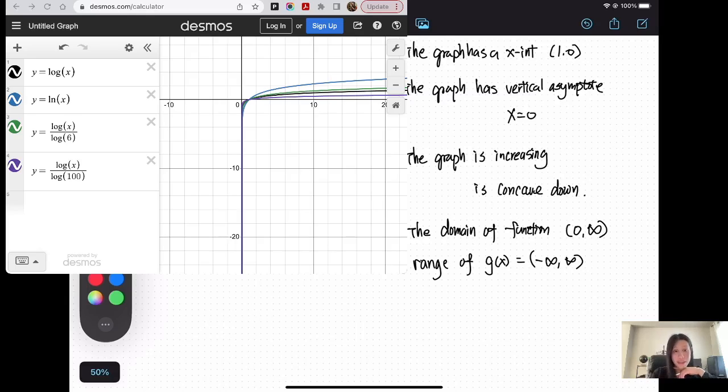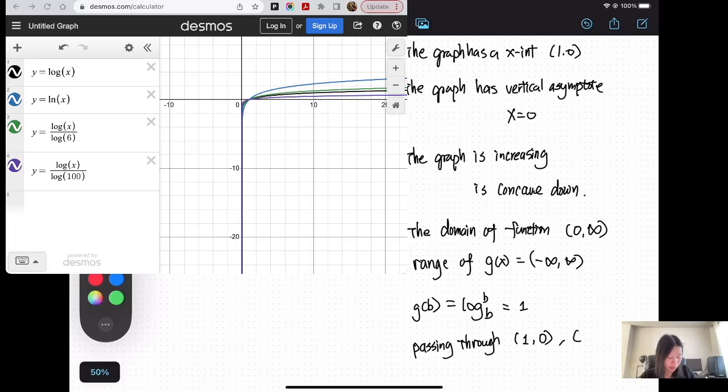Except for (1, 0), the graph also passes through another point. Think about it: when x equals b, g of x equals log base b of b, which equals 1. This is always true. So that means the graph always passes through two points: (1, 0) and (b, 1), whatever b is.